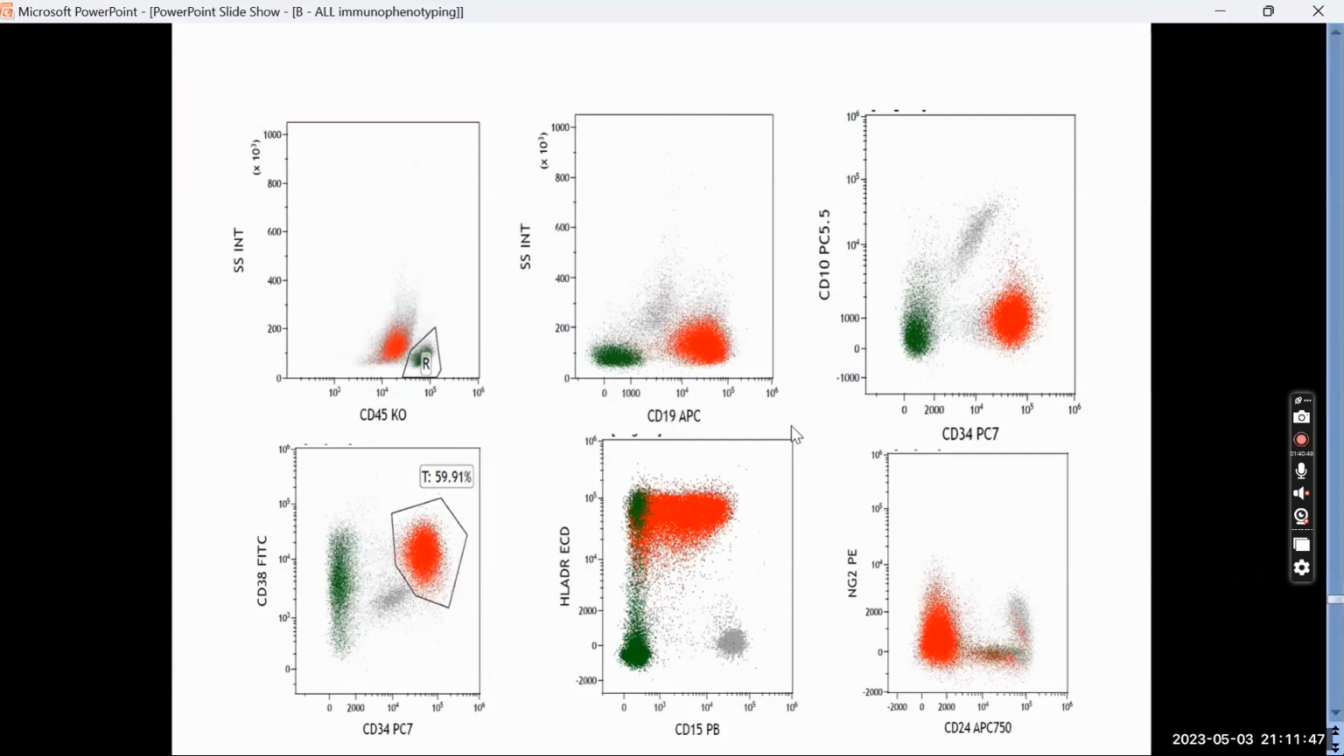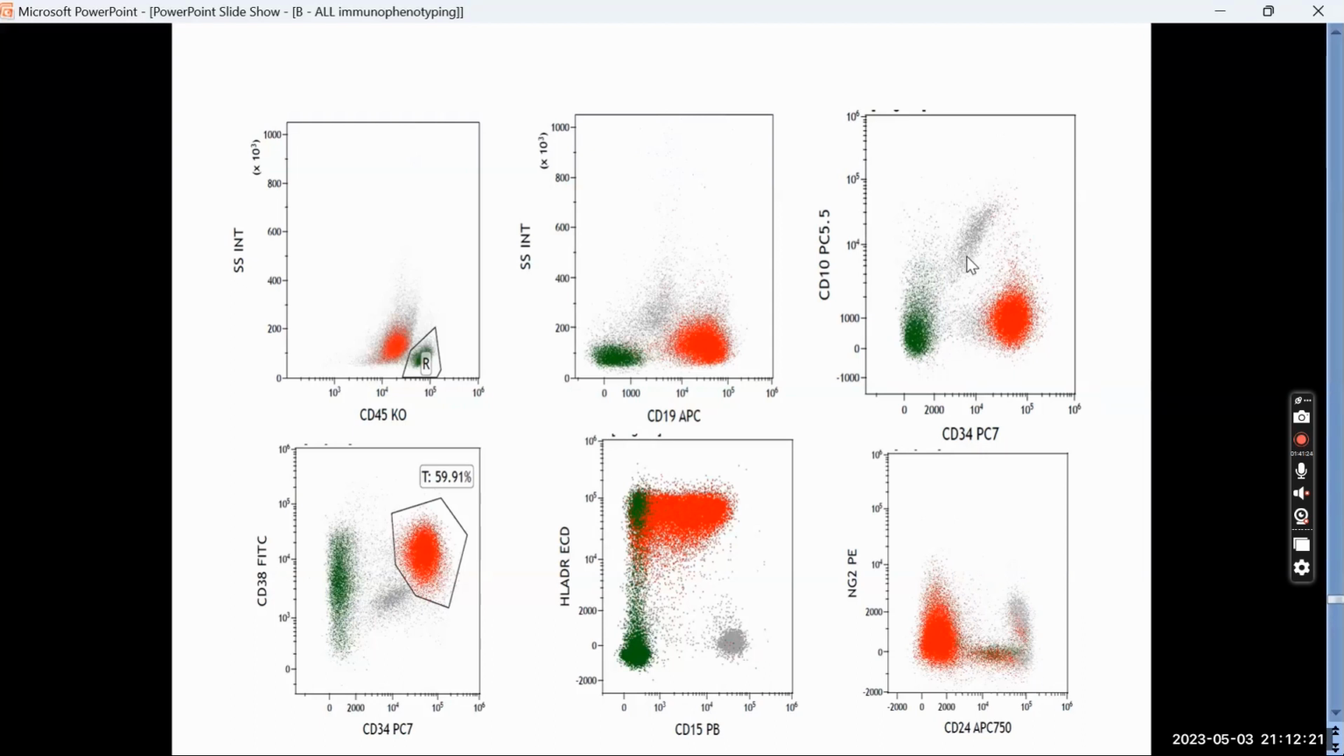Now, this is a typical case; let's analyze. We have a population falling in the blast gate, correct? Lymphocytes are here, and this is the blast gate. A red color population is forming a cluster in the blast gate. When I select this region and apply it in this particular plot, I can see that this population is positive for CD19. It is negative for CD10. It is positive for CD34. With these two plots, can I say it's B-ALL?